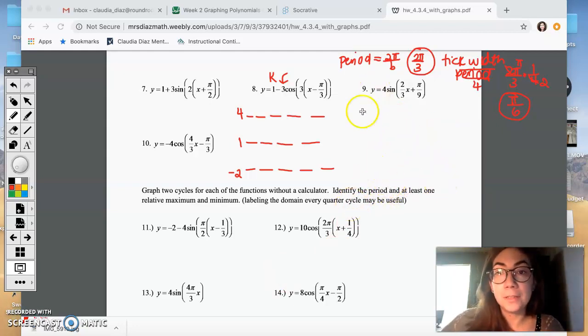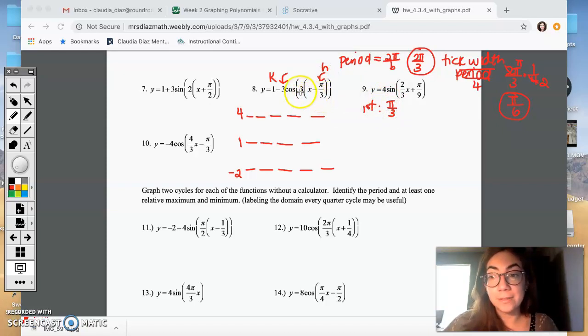The first tick mark, I'm going to write here. The first tick mark is always our h value. And the h value is pi over 3. Remember, you must do the opposite. So if it's a minus in front, you're going to make it positive, pi over 3. The second tick mark is pi over 3 plus the tick width. So pi over 3 plus pi over 6. Got to get a common denominator. So that makes it 3 pi over 6, which is the same thing as pi over 2.